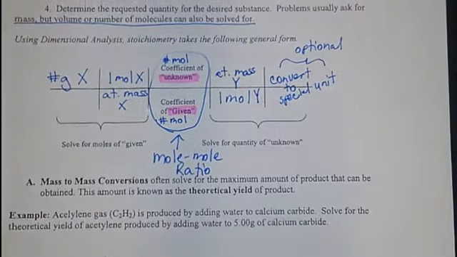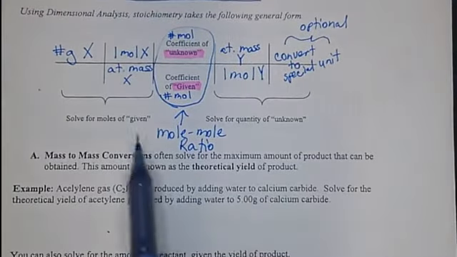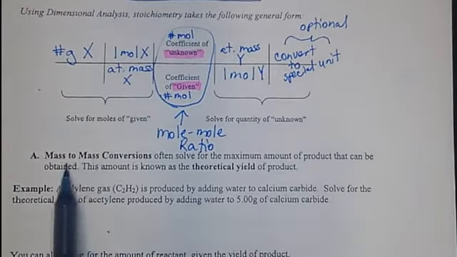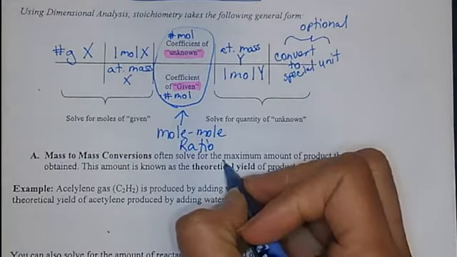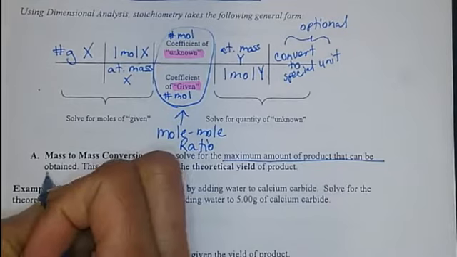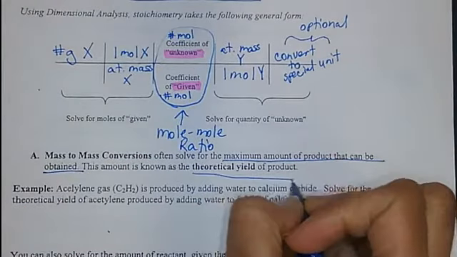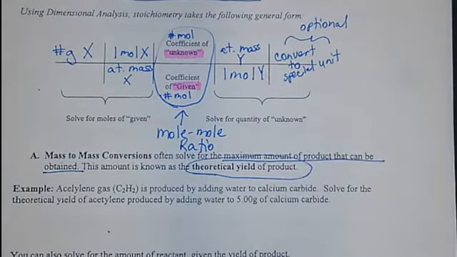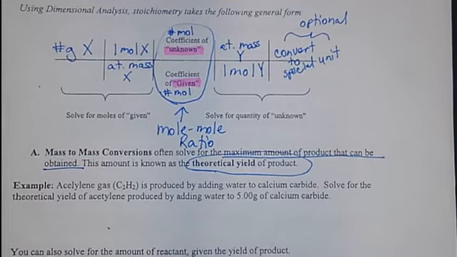Okay, so the first type of problem that we have is mass to mass conversion. You often solve for the maximum amount of the product that can be obtained. That's usually what a mass to mass is. This is also called your theoretical amount, because it's the maximum amount of the substance that can be obtained. So let's do this example problem.